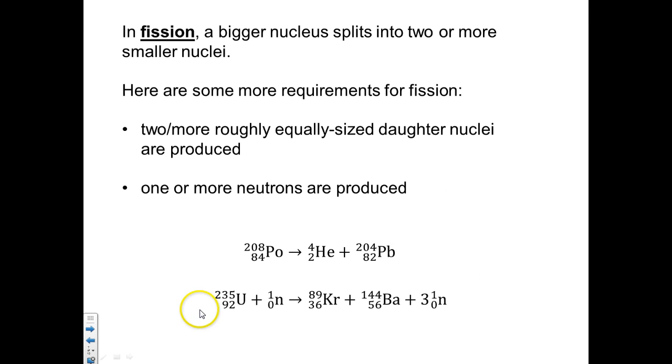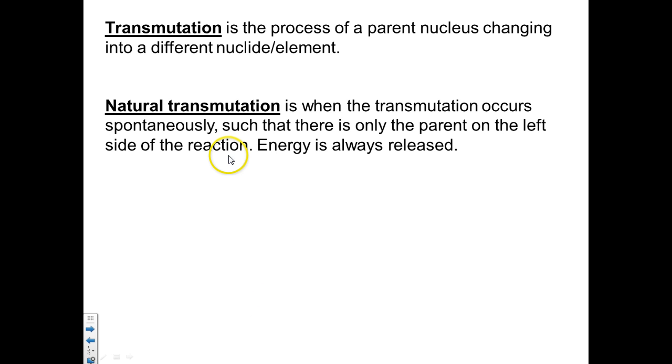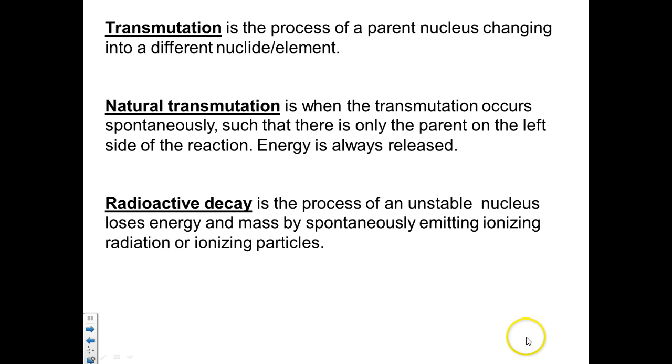So this example right here, a fission, is not a natural transmutation. There is a transmutation occurring because the uranium changes into two different daughters, two different elements. But it's not natural because we have another thing on the left besides just the parent. In natural transmutations, we always have a release of energy. Radioactive decay is the process of an unstable nucleus losing energy and mass by spontaneously emitting ionizing radiation or ionizing particles.